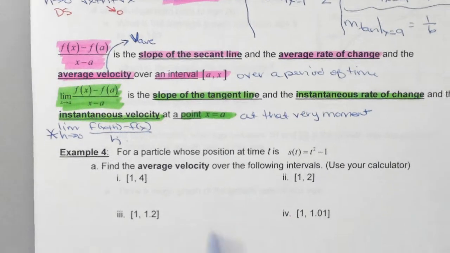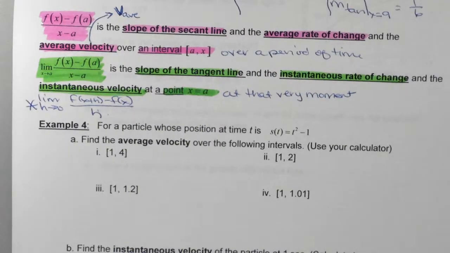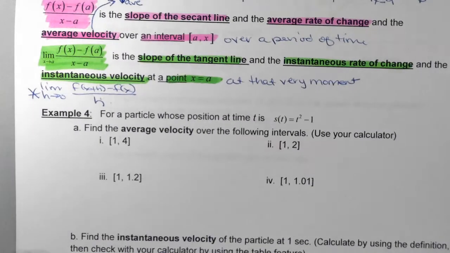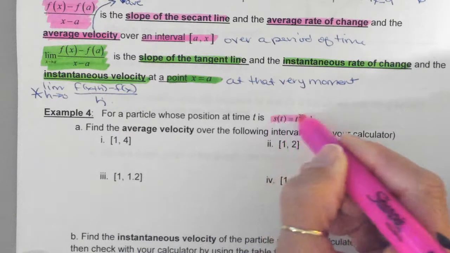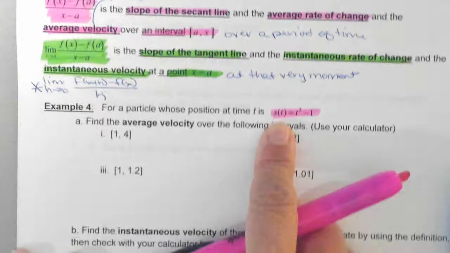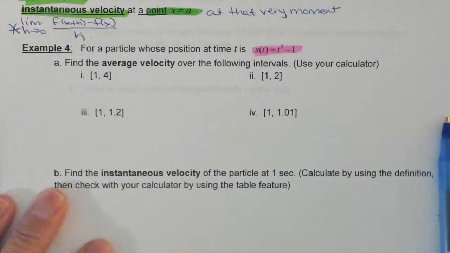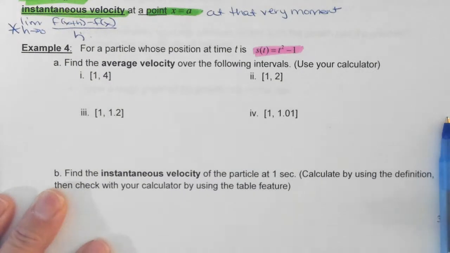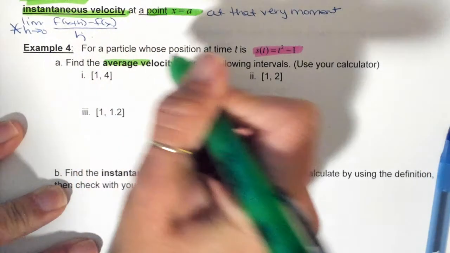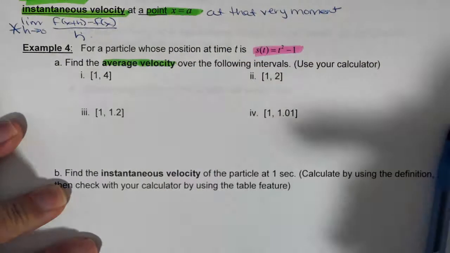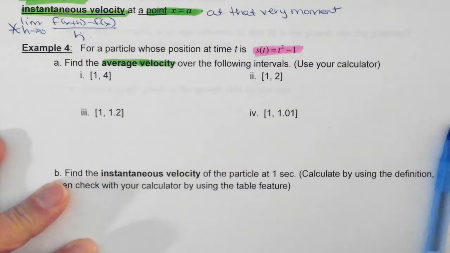Okay, so we're just going to talk about a couple examples here. All right, so here it says, for a particle whose position is time t at the given function, this is your position function. This is just like f of x. I'm giving you the function, except now it's in terms of t versus x. Okay, we want to find the average velocity. We're going to do the setup, but you can use your calculator later.